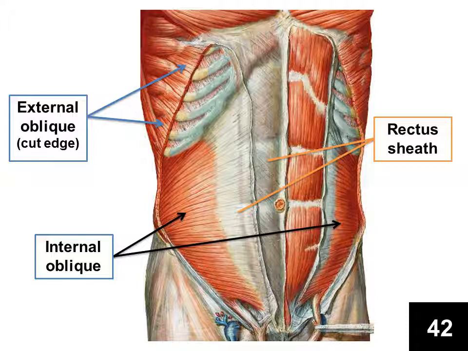abdominis. And the muscle will be inserted into the xiphoid process of the sternum, linea alba, and symphysis. And the aponeurosis will be inserted into the xiphoid process, linea alba, and the symphysis pubis, from top to bottom.